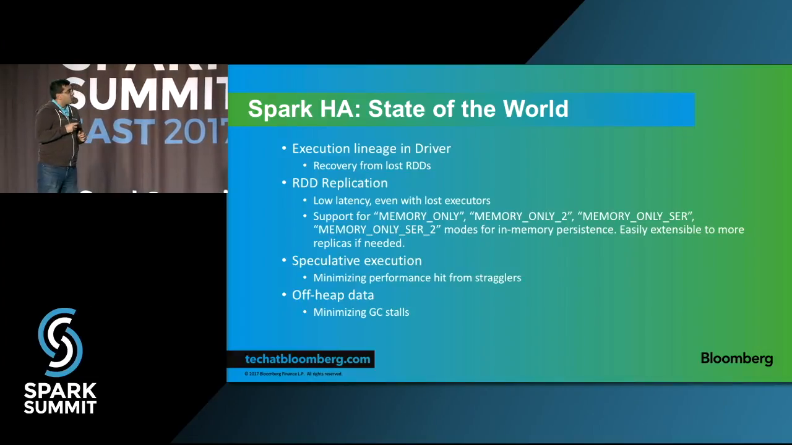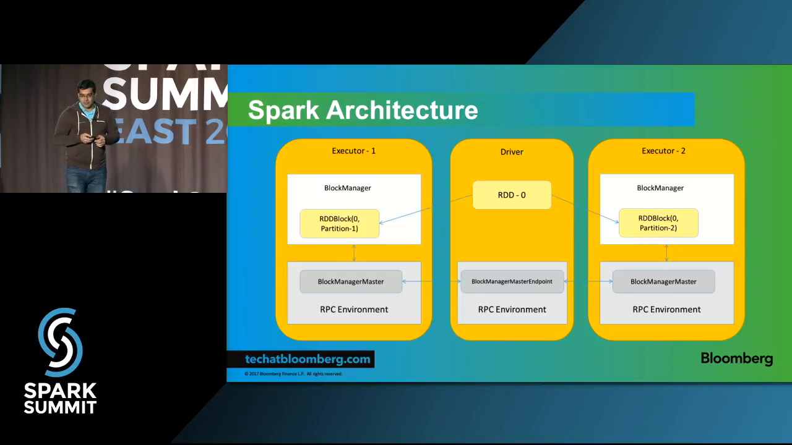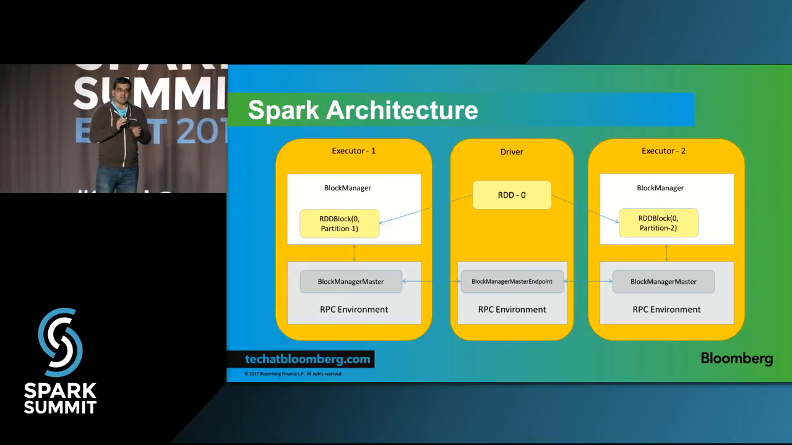Apart from this, from Spark 2.0 and later, a lot of effort has been put into putting data off heap, and this has a pretty good performance impact. It improves the performance a lot by minimizing GC stalls and garbage collection delays. So this still leaves some gaps, and we'll soon talk about the gaps.